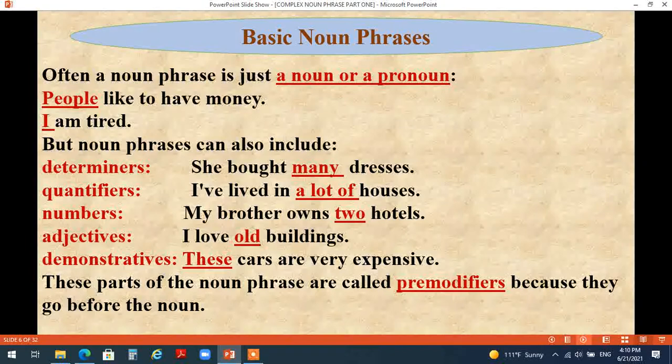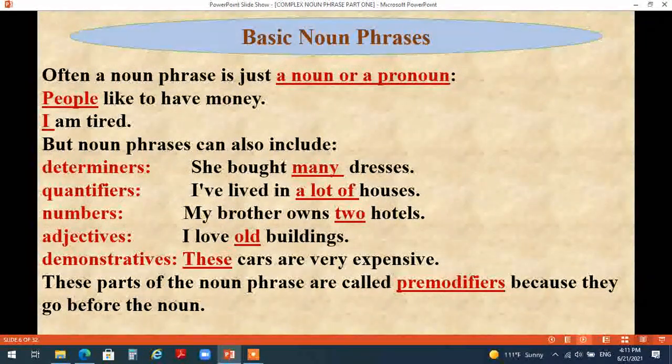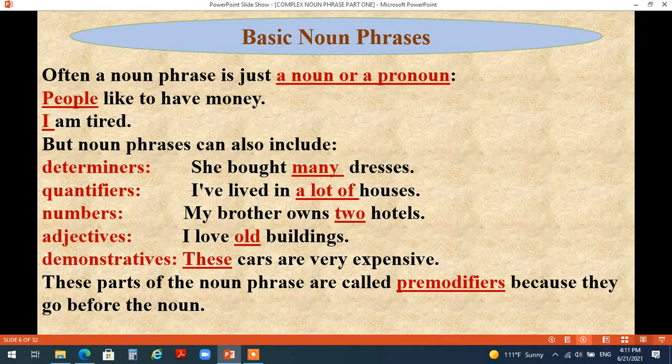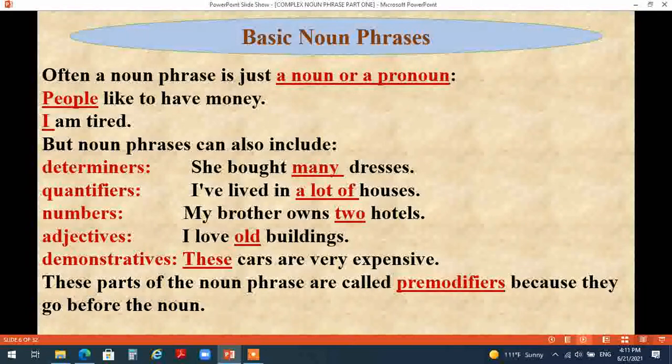The basic noun phrase, usually in English, a noun phrase might be just one word. يعني أحيانا العبارة الاسمية في اللغة الإنجليزية تتكون من كلمة واحدة فقط، اللي هي قد تكون على شكل اسم أو على شكل ضمير. For example, if you say people like to have money, people is a noun phrase which is made up of one single noun. And if you say I am tired, I, which is a pronoun, can also be regarded as a noun phrase. So it's possible for noun phrases to consist of just one single word.